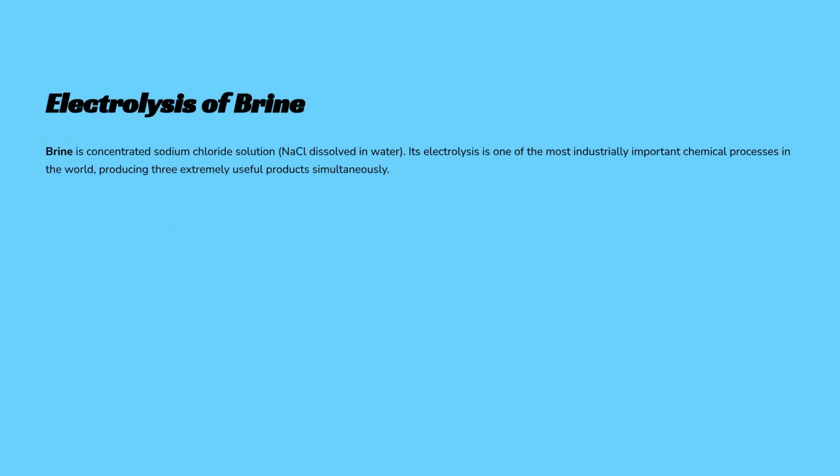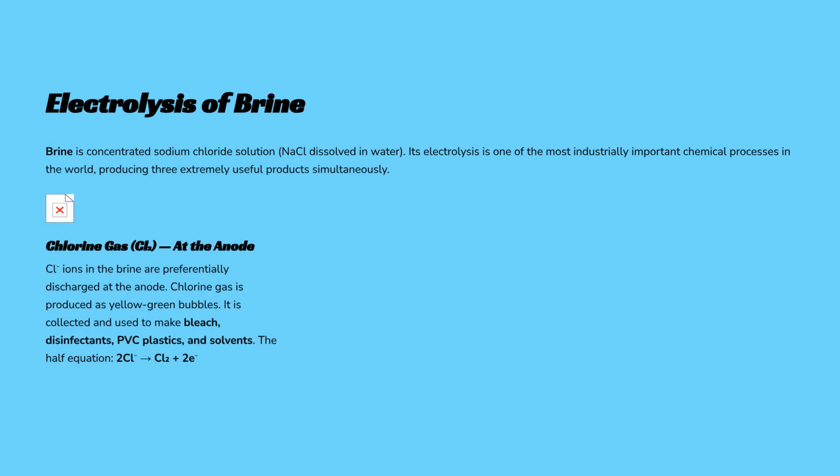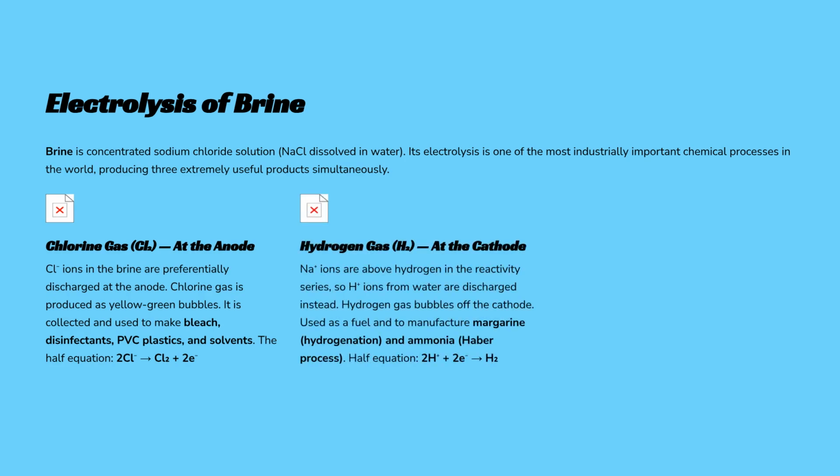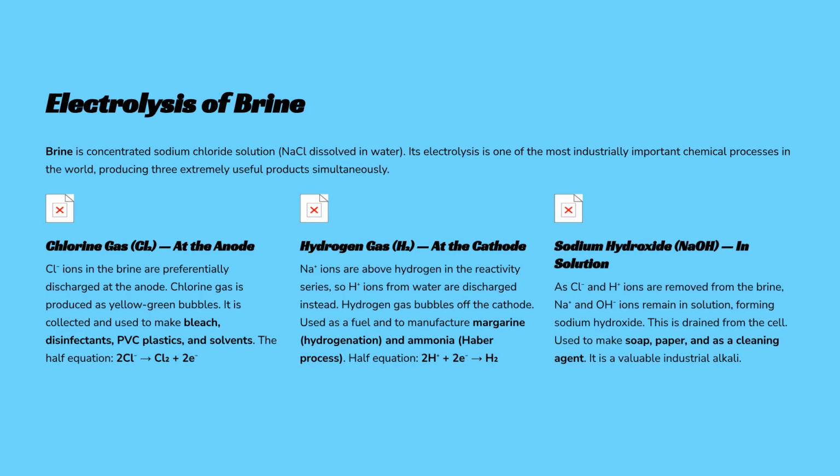Electrolysis of brine, concentrated sodium chloride solution, simultaneously produces 3 valuable products. Chlorine gas forms at the anode, hydrogen gas forms at the cathode. Sodium hydroxide is left in the solution.